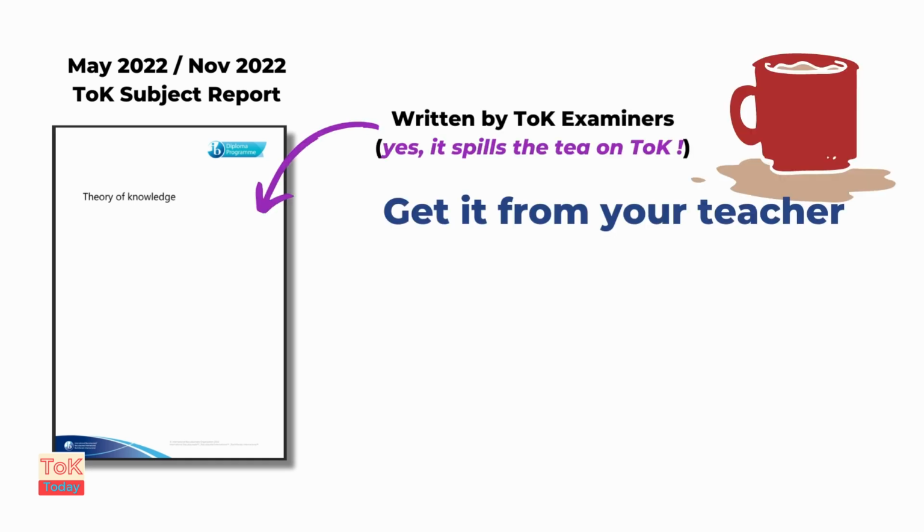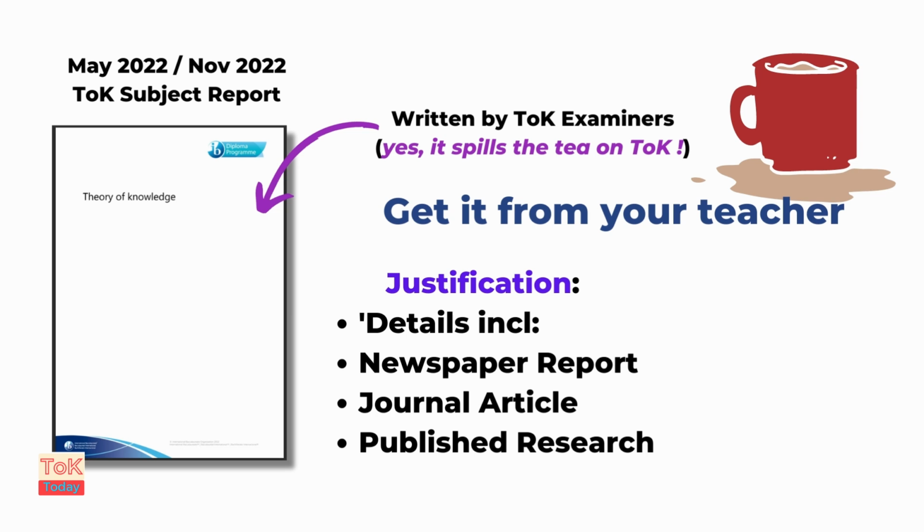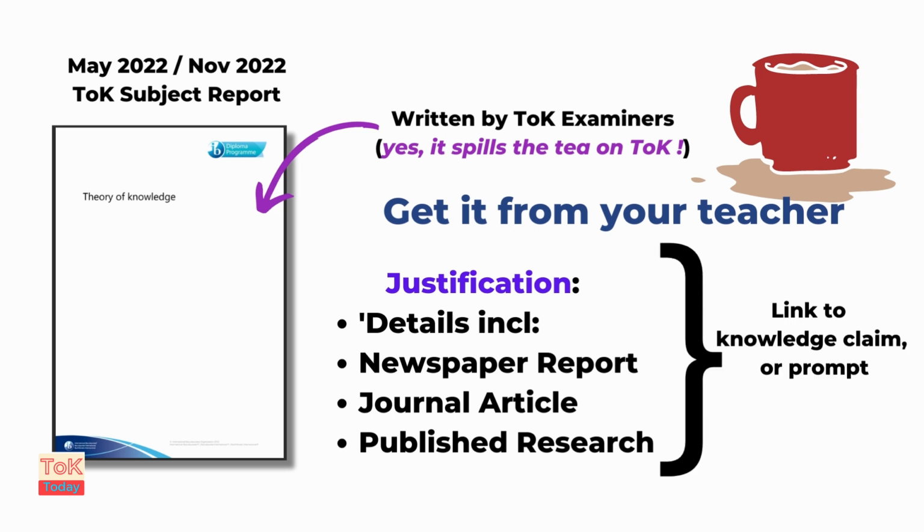Now, IB have recently given us, in the examiner's reports, in the subject reports, some details on what they mean by justification, and justification means exactly that, details. It says that you could use a newspaper report or a journal article or published research, or just give more details about the object, and that justifies its inclusion. I think those details have to be linked to the knowledge claim or to the prompt in some way for them to count as justification.